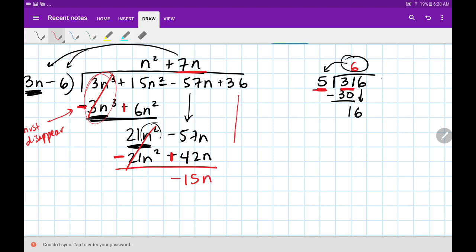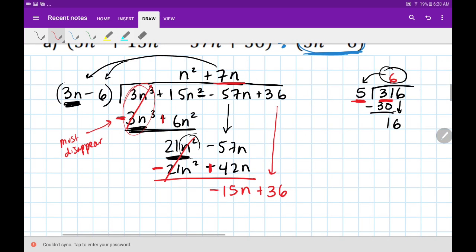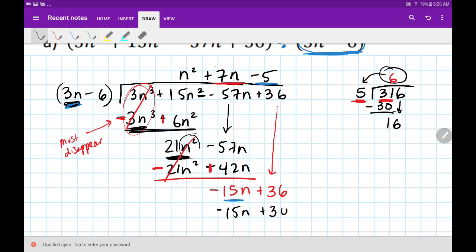All right, let's bring down the next guy. Plus 36. So as before, I have a 3n. I need a minus 15n. 3n times what? What goes here? 3n times what gives me minus 15n? It's minus 5. Okay, so now when I distribute it out, minus 5 times 3n is minus 15n. Minus 5 times minus 6 is plus 30.